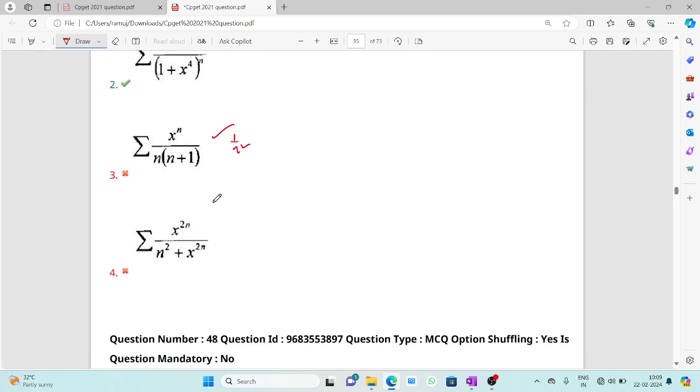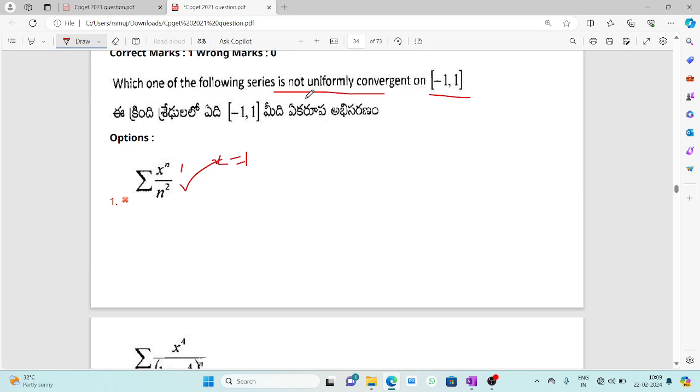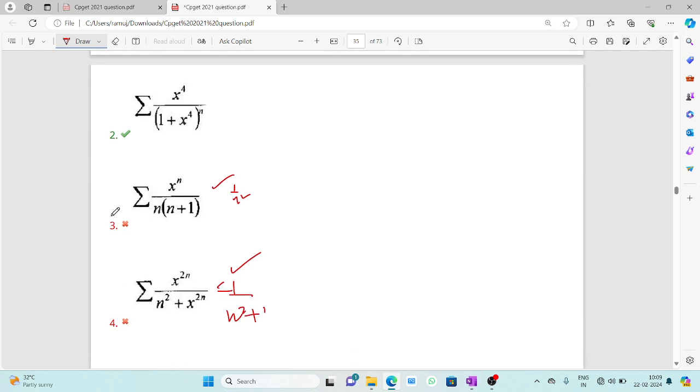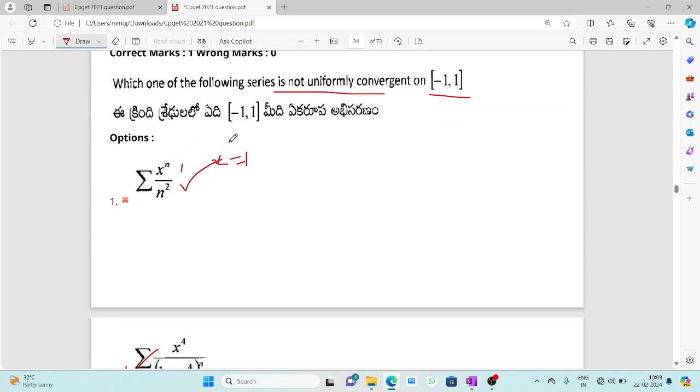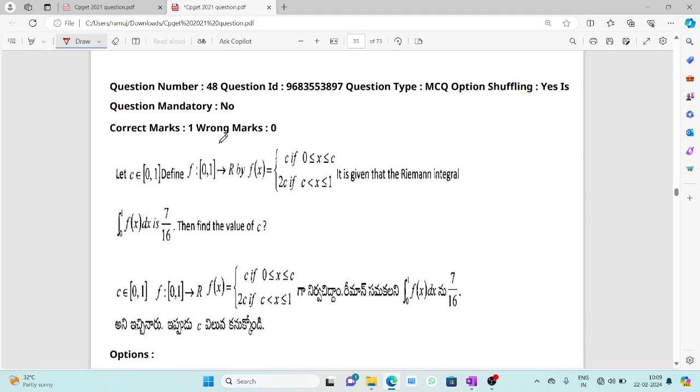Considering x as 1 in the next option, I get 1 by n squared, so by the p-series test that is also convergent. And here also we get 1 by n squared plus 1 if I consider x as 1, so it is also convergent. So the three options are convergent, but he is asking for the not uniformly convergent series. So this is the correct option. This is not uniformly convergent for the interval minus 1 to 1.